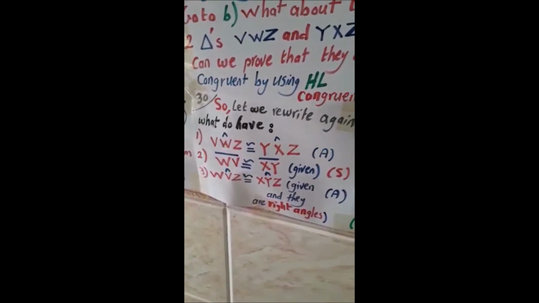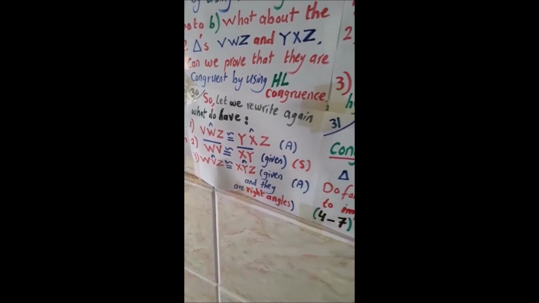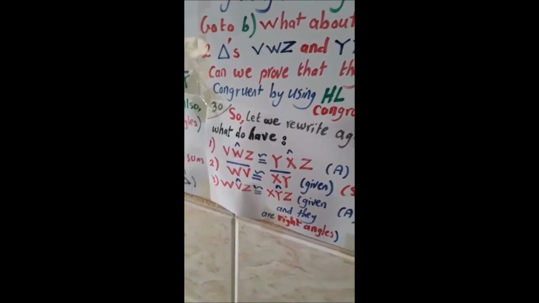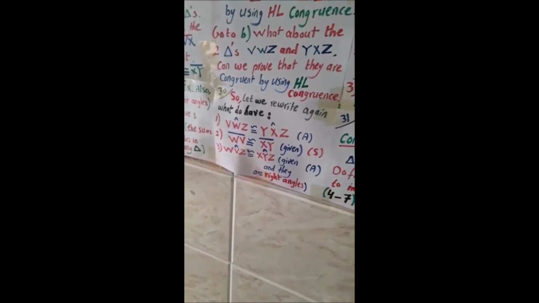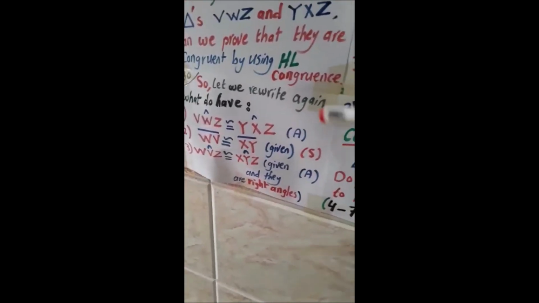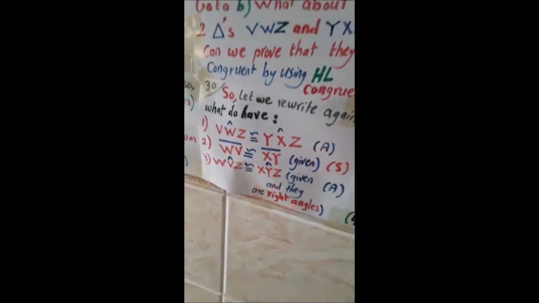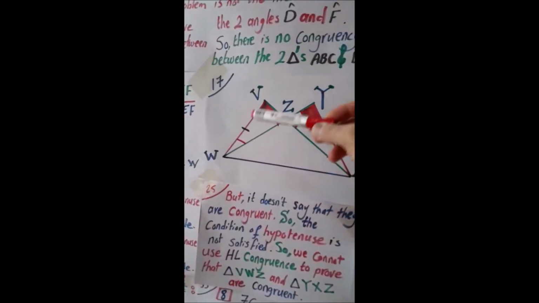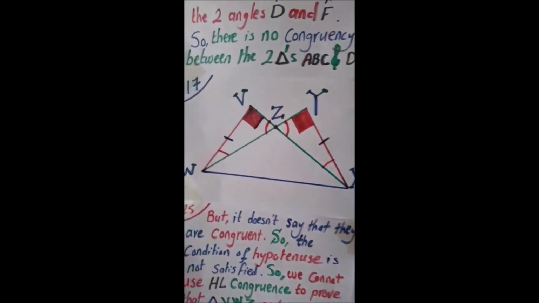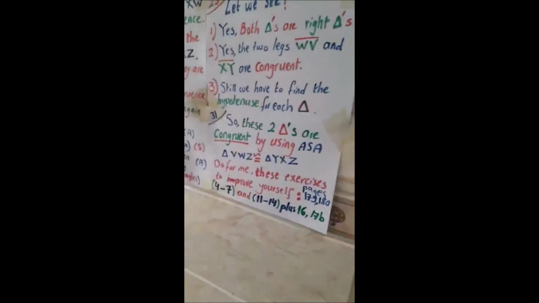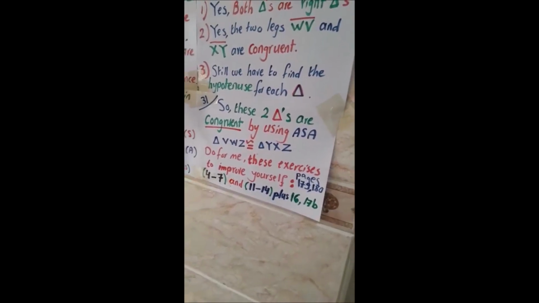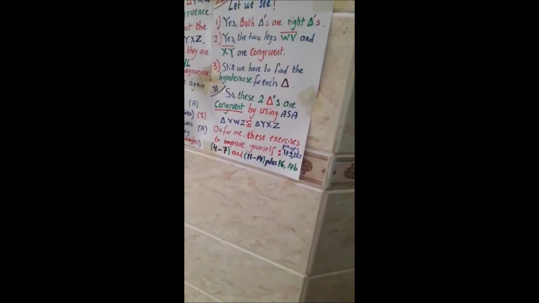So here I wrote them step by step. The angle VWZ and the angle YXZ, angle by angle, are congruent. Then WV is congruent to XY is given, side by side. And the last one, WVZ and XYZ is given, also angle by angle. So we have the case of angle, side, angle. These two angles are right angles. So by this we proved that these two triangles, VWZ and YXZ, are congruent by using angle, side, angle. It's clear, angle, side, angle. So guys, these two triangles are congruent by using angle, side, angle. Which two triangles? VWZ and YXZ.